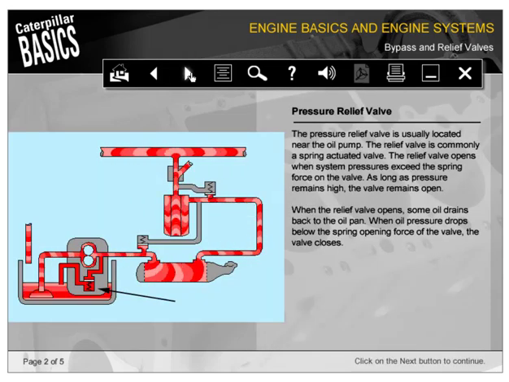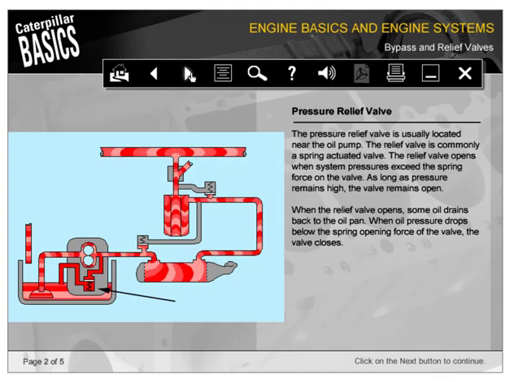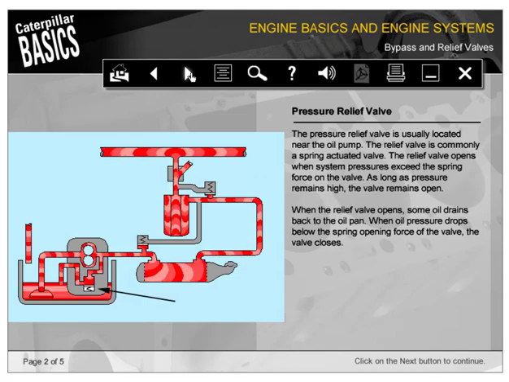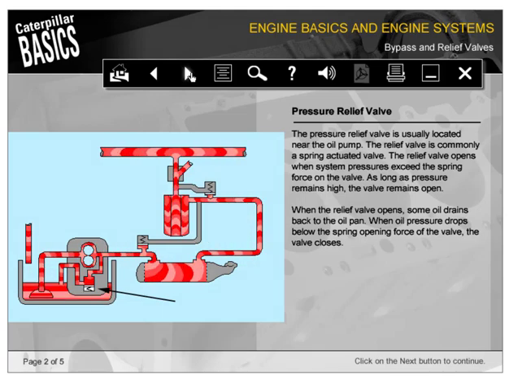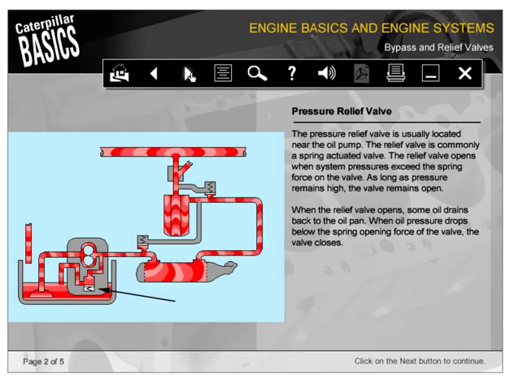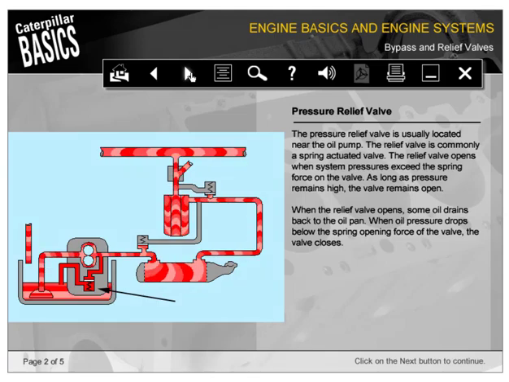The pressure relief valve is usually located near the oil pump. The relief valve is commonly a spring-actuated valve. The relief valve opens when system pressures exceed the spring force on the valve. As long as pressure remains high, the valve remains open. When the relief valve opens, some oil drains back to the oil pan. When oil pressure drops below the spring opening force, the valve closes.